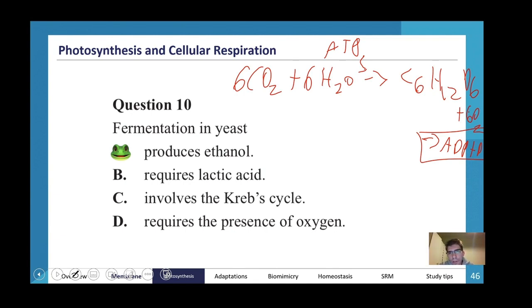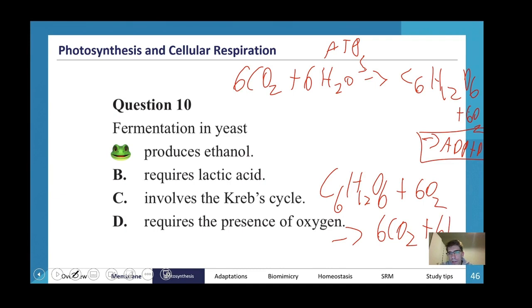Then there is the exothermic reaction, or aerobic respiration, where C6H12O6 plus 6O2 will lead to the formation of 6CO2 plus 6H2O plus 36 ATP. Now, for this ATP to be formed, ADP needed to be on the reactant side, right?